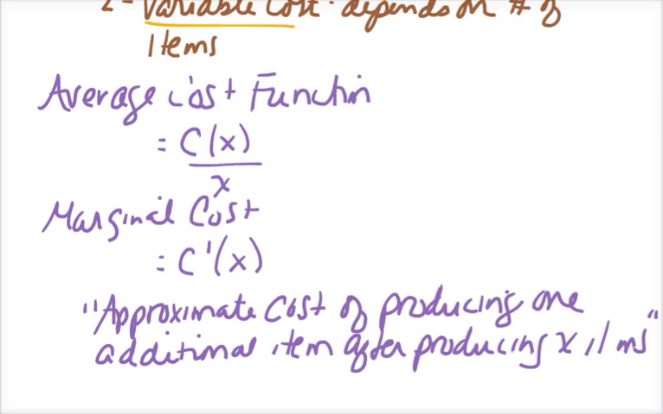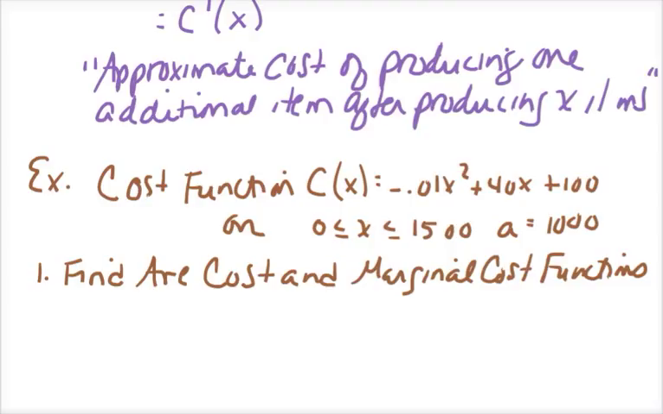Okay, so let's look at an example. Okay, so here's the example. We have a cost function C of x defined as this on the interval 0 to 1500 with parameter a equals 1000. You'll see how that gets used in a minute. So your first task is to find the average cost and the marginal cost functions.